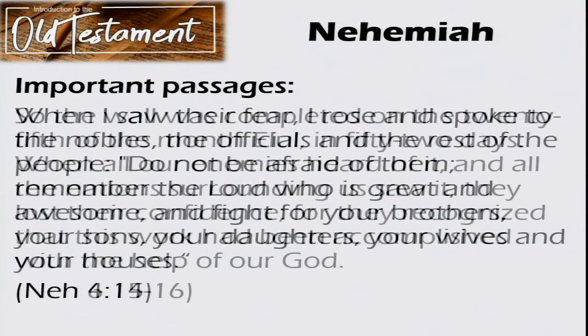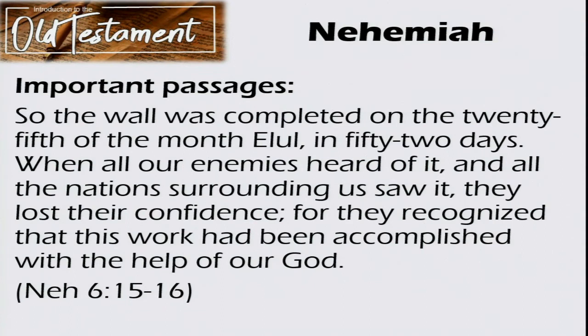And again, they completed it. So the wall was completed on the 25th of the month, and in 52 days it was built. And when the enemies heard it, they said what? Who built the wall? The people built it, but even the enemies acknowledged what? That God was involved in this process in building the wall so quickly. So let's move hurriedly to Esther.